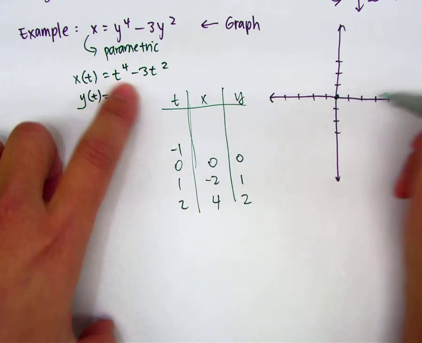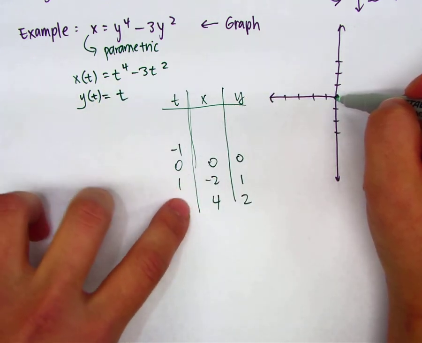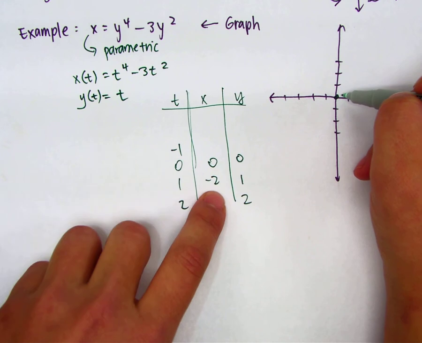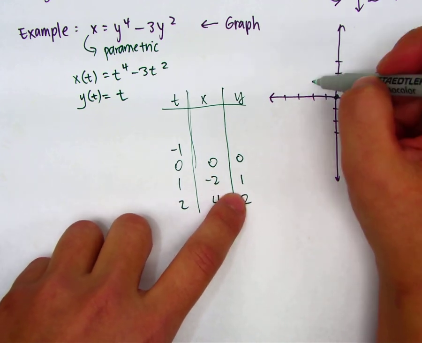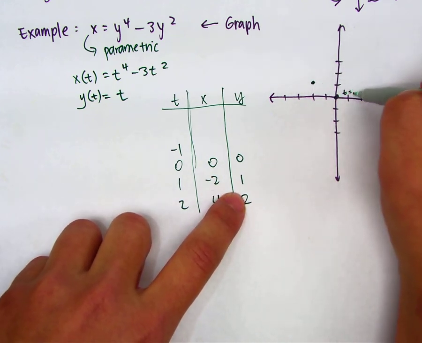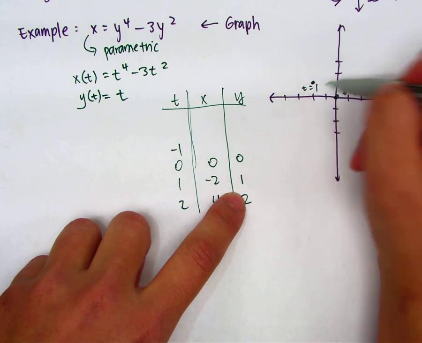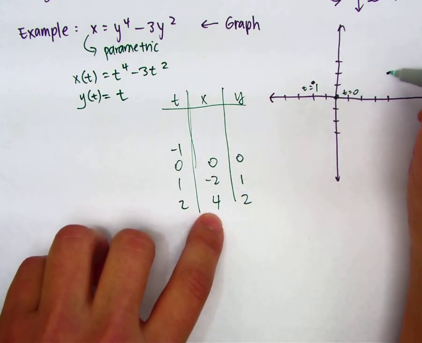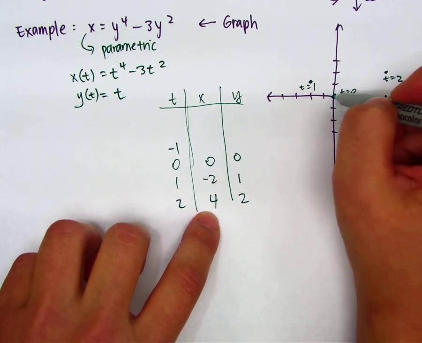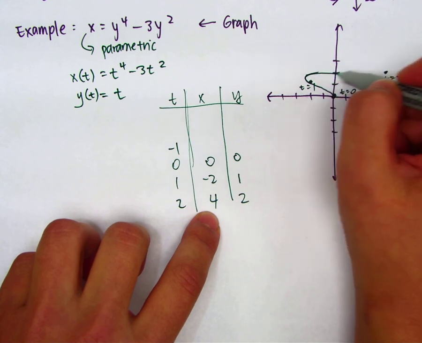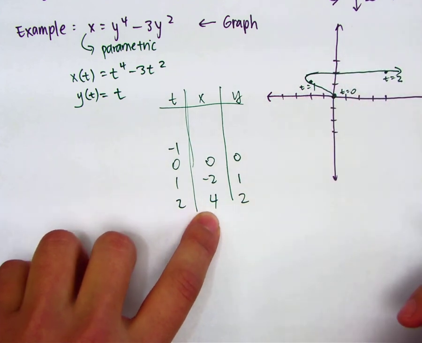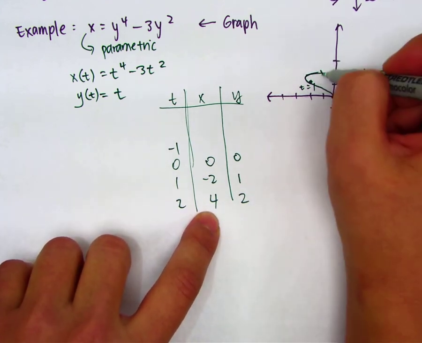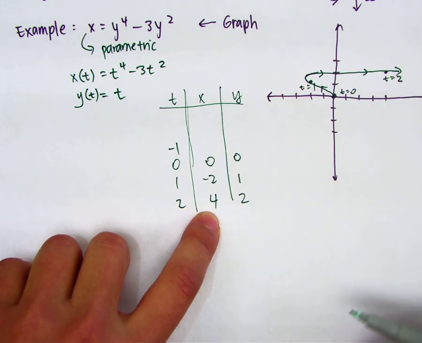So here we have 0, 0, then negative 2, positive 1. So this is at t equals 0. This is at t equals 1. At t equals 2, it looks like it's shot all the way over here to 4, 2. So it's moving somewhat this way, as we already know from the graph that we saw. Right? And it definitely has some sort of a direction going this way.